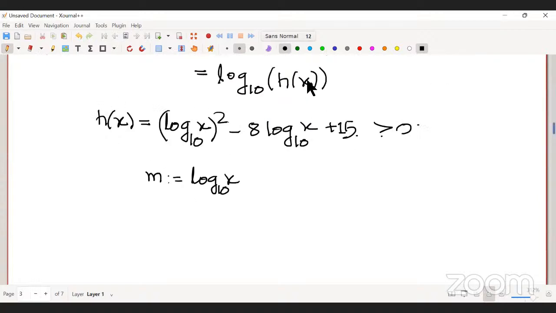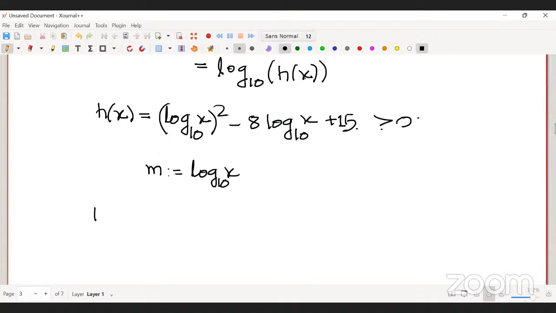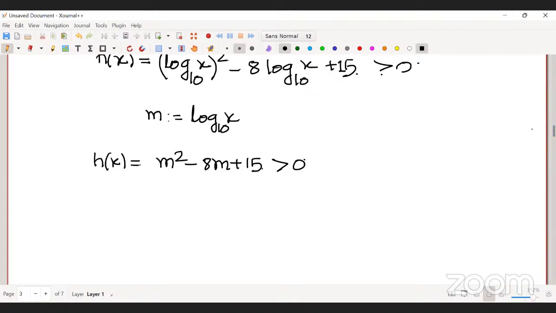So then this h of x is basically m square. Remember that m is a function of x. So it is m square minus 8m plus 15. We want this to be greater than 0, right? Now you know how to factorize this polynomial, right?